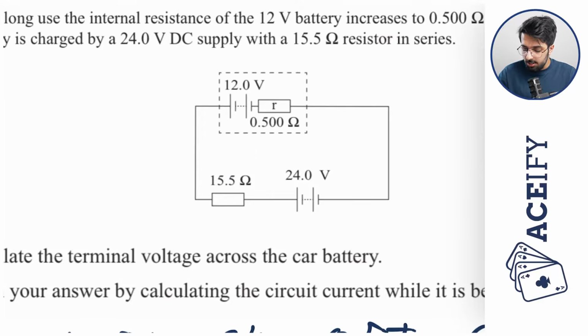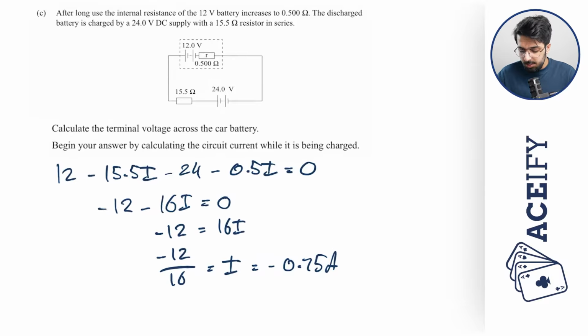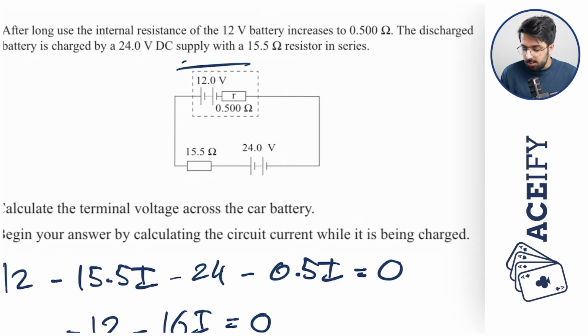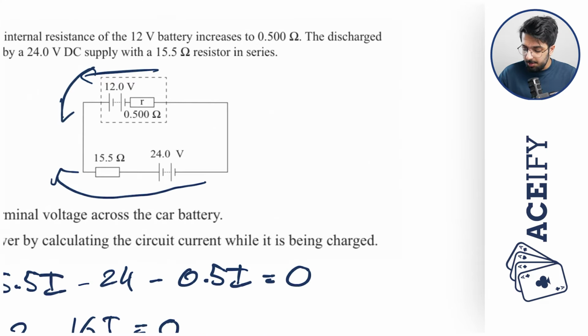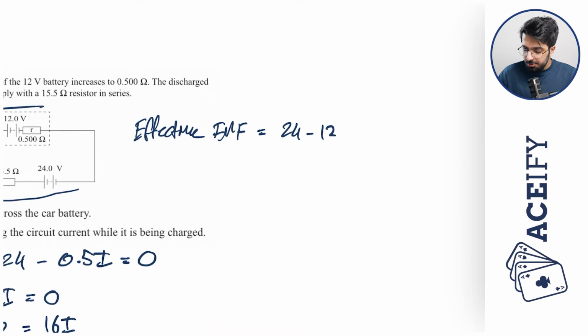We decided that current is going in this direction, and so in reality current is going in this direction. Another way in which we could have got the current is by calculating what's called the effective resistance. As we see, we have 12 volts coming this way, and we have 24 volts coming in the opposite direction, and so the effective EMF is going to be equal to the 24 minus the 12.